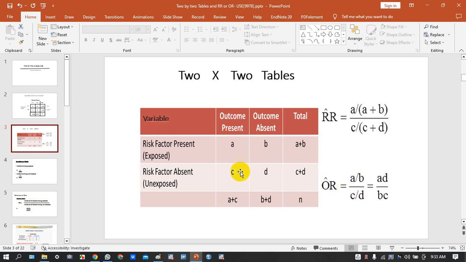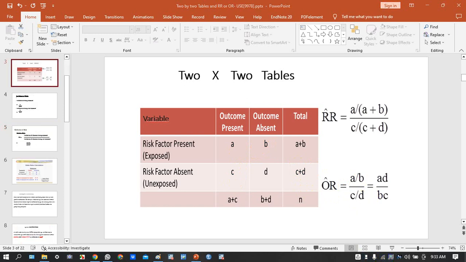We have A over B and C over D. A over B is the odds of exposure in cases, whereas C over D is the odds of exposure in controls. I repeat again, A over B is the odds of exposure in cases, whereas C over D is the odds of exposure in controls.